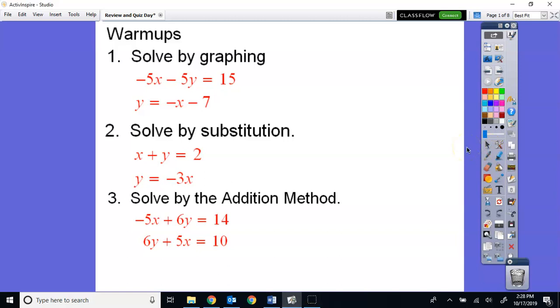Okay, so guys, we're going to do a little bit of review of solving systems of equations in two variables. I have these three problems, solved by graphing, solved by substitution, and solved by the addition method. If you would like to go ahead and try them first on your own, pause the video right here and take a few minutes to try them on your own. When I go through the explanations here in just a minute, they're going to be rather quick.